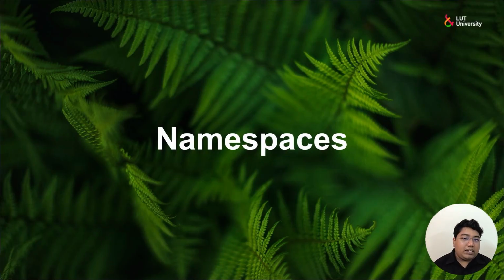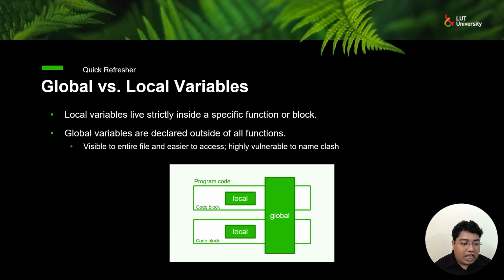So, before we get into what a namespace actually is, I want to remind you of two things you already know, because namespaces are really just these two ideas colliding with each other and creating something new. A quick refresher: a local variable only lives inside the function block where you declared it. Once you leave that block, it's gone. Nobody outside can see it or touch it.